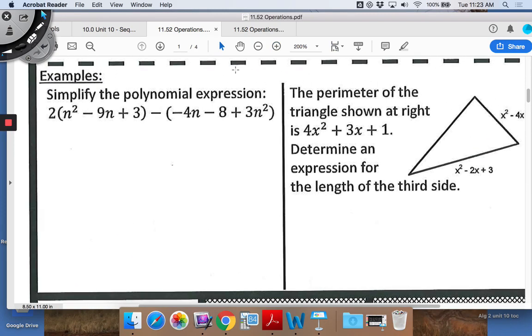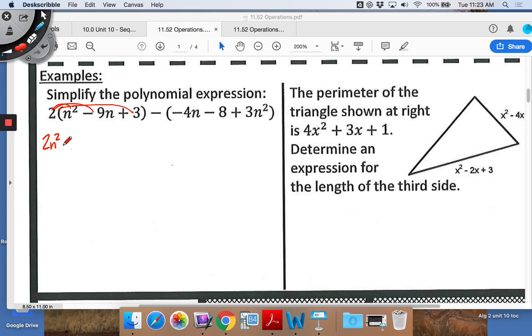And so we notice that I have a 2 out front, so that means I have to distribute that through this polynomial, just through what's in parentheses. So this would be 2n squared minus 18n plus 6. Then we have a minus sign, and I want you to think of this like a negative 1 that we have to distribute through. So negative 1 times negative 4n is positive 4n. Negative 1 times negative 8 is positive 8. Negative 1 times positive 3n squared is negative 3n squared.